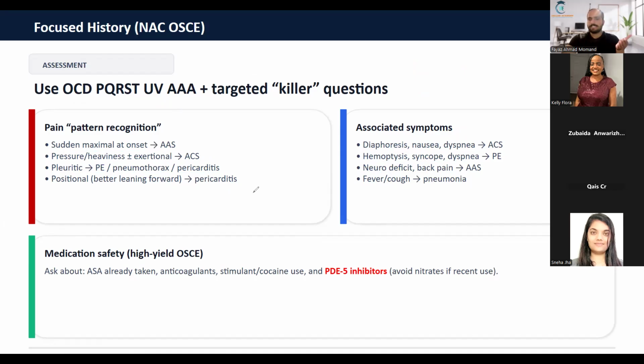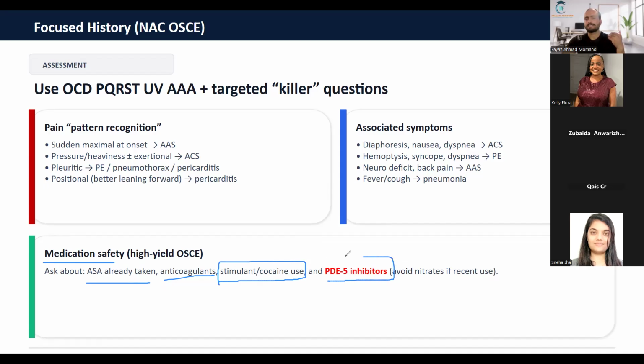Now, in your history taking, make sure that you ask about medications. Aspirin, has the patient taken it or not? If not, give them aspirin. Anticoagulants, give the patient anticoagulants. Ask about the use of stimulants or cocaine. These could trigger an ischemic attack.